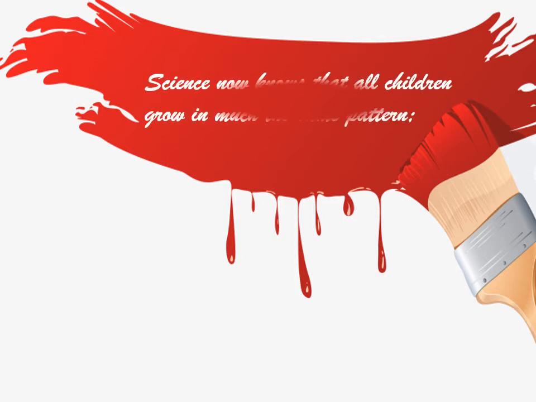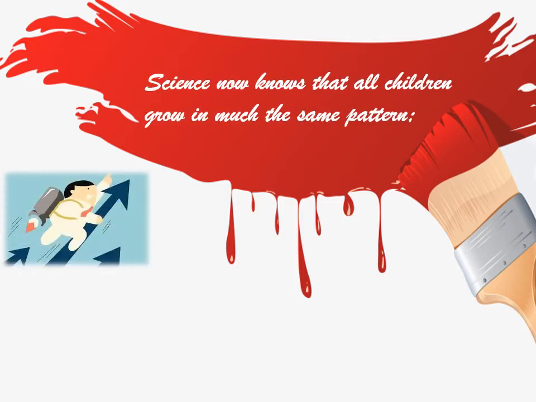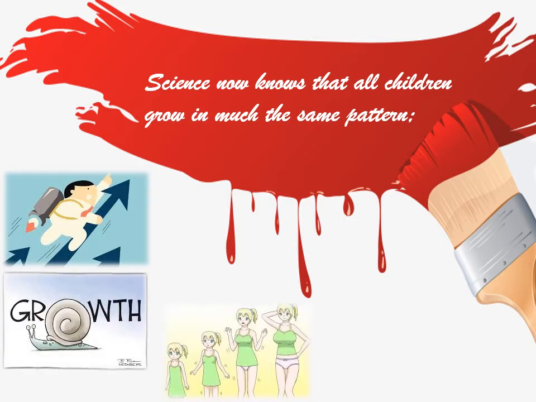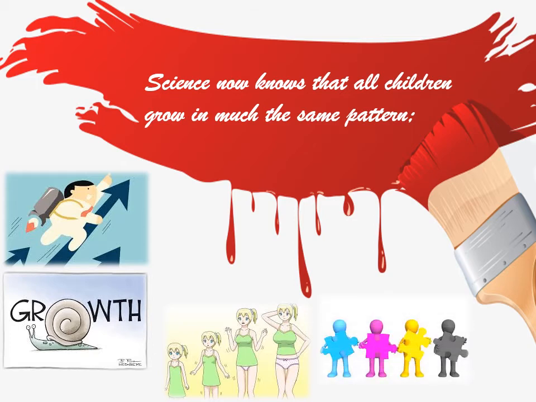Number 4. Science now knows that all children grow in much the same pattern, rapidly at first, then more slowly, but very quickly indeed when puberty arrives. Studies have shown that this general pattern leaves room for considerable individual variation in the child's overall speed of growth, in the ages at which he grows most rapidly, and the trajectory he follows to reach his destined height.